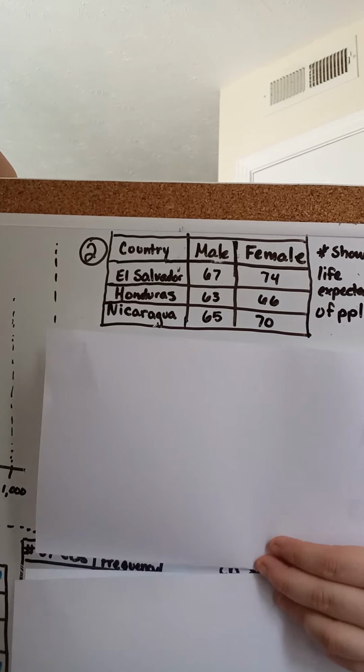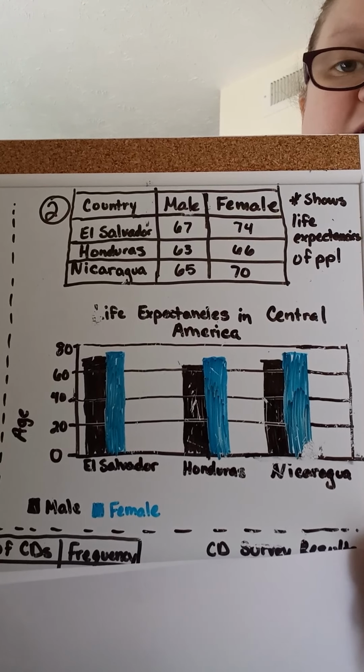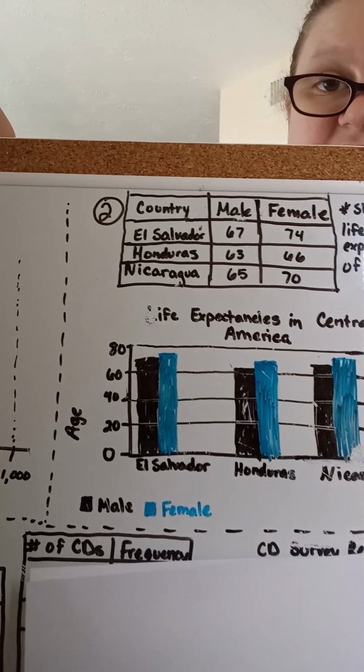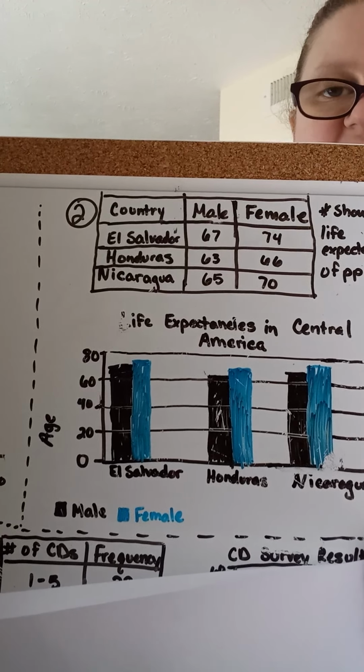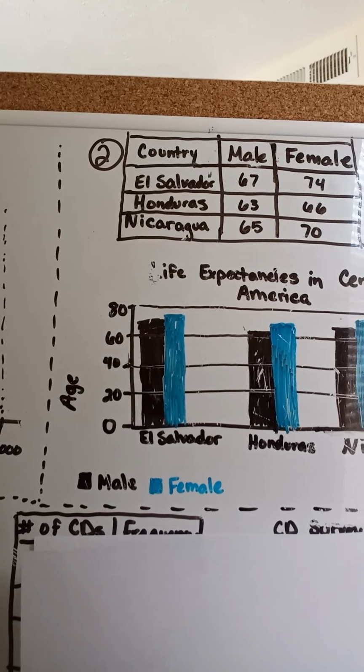Welcome back. Okay, so now I'm going to check your answer with mine. Ready? This is my answer. I labeled it life expectancies in Central America. I have the 3 countries along the bottom, right? Then on the left-hand side, I have ages, because that's the age life expectancy in each country for male and female. I also gave it a key, male and female, right? I chose black for male and blue for female. Those are just the 2 colors I had, right?